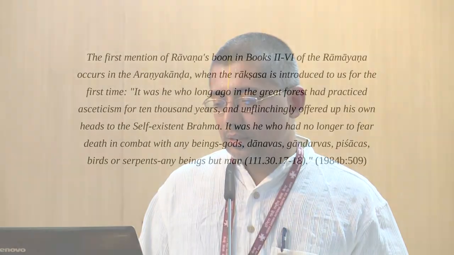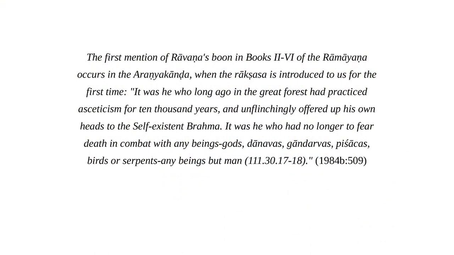So this is a case of just reading the text and directly interpreting it, using Pratyaksha Pramana. So the first mention of Rama: he's talking about Ravana's boon here, and the translation goes as such.